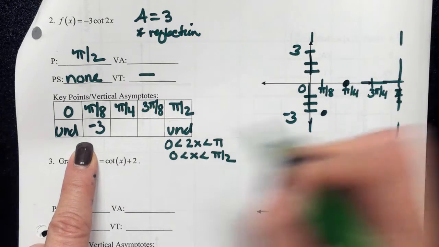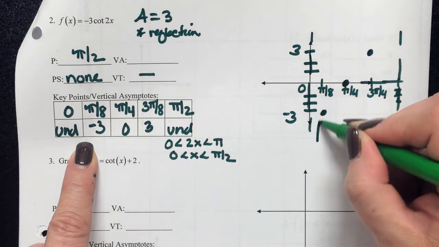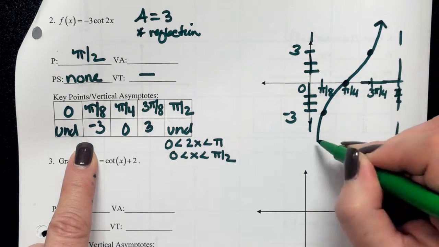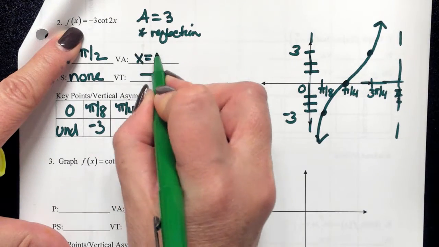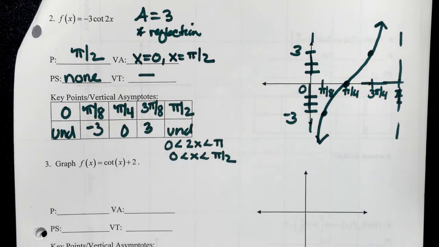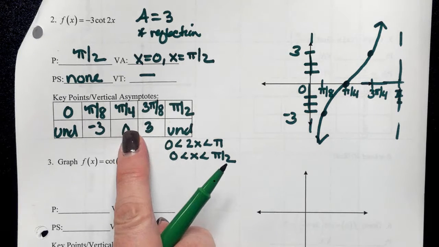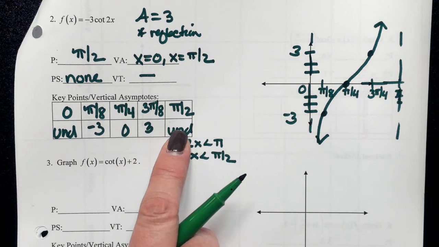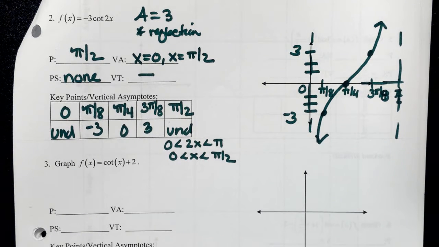Then I go to 0. Then I go at 3 pi over 8 to 3. So that is what a reflected cotangent curve is going to look like. A reflected cotangent looks like a tangent. So again, my asymptotes are at x equals 0, x equals pi over 2. Was it 3 pi over 8? 3 pi over 8. Because when you add pi over 4 plus pi over 4, oh, I'm sorry. Yeah, you're right. 3 pi over 8. Thank you.